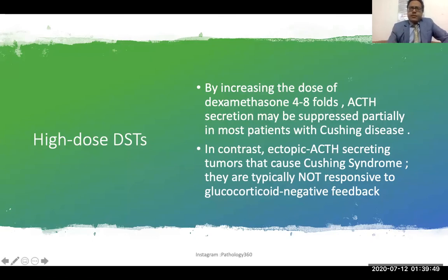Usually a low dose dexamethasone suppression test is not supposed to cause any alteration in a patient with Cushing syndrome. But if we give a very high dose, 4 to 8 times higher, ACTH secretion may be partially suppressed in a patient with Cushing disease. Cushing disease means Cushing syndrome due to a pituitary adenoma. But ectopic ACTH secreting tumors causing Cushing syndrome are typically not responsive to the high dose dexamethasone suppression test.